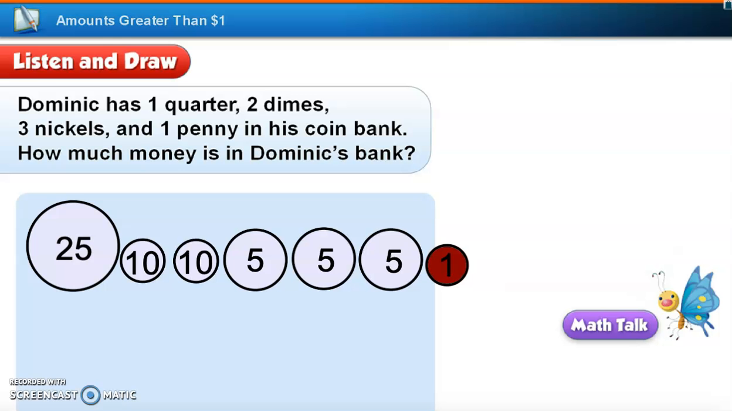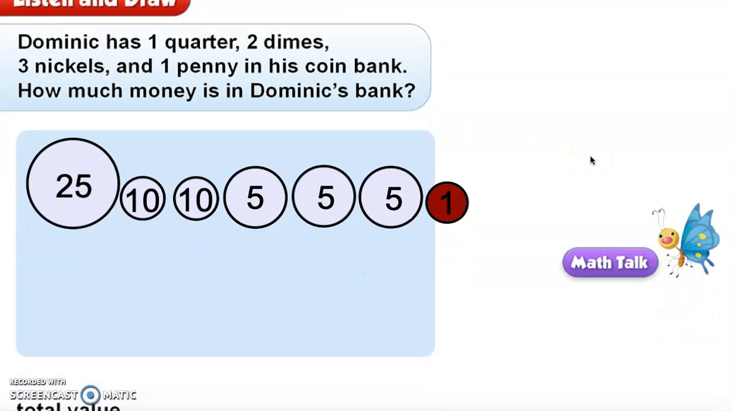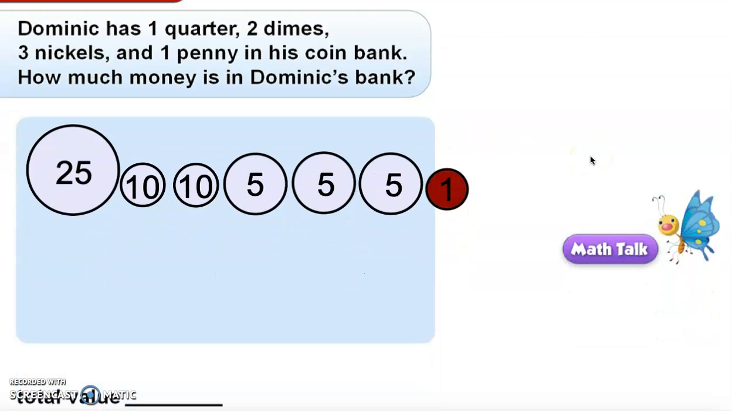The first example is going to be a little bit of a warm-up. I know we've been doing this a lot, and we've had some good practice with it, but it's a good warm-up to get us ready for amounts greater than $1. It says Dominic has 1 quarter, 2 dimes, 3 nickels, and 1 penny in his coin bank. How much money is in Dominic's bank?